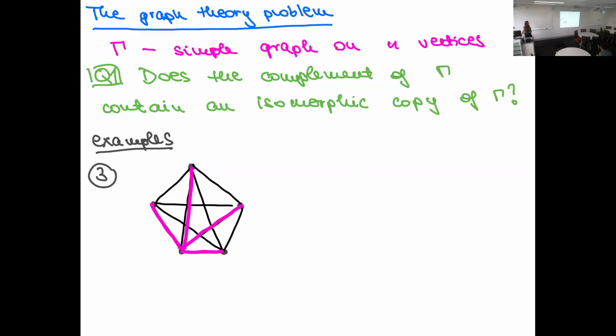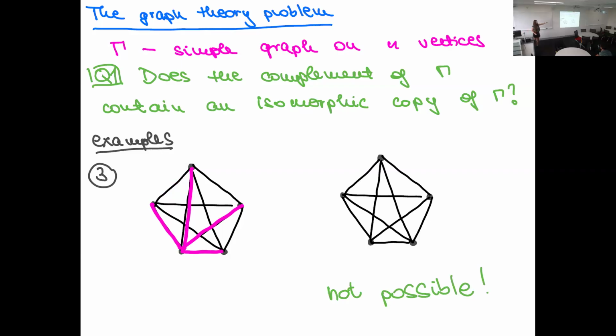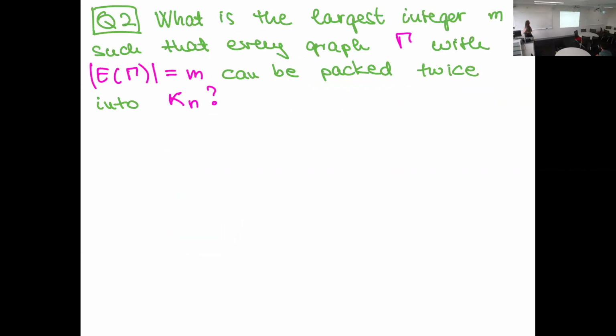No. We can't, because here we have one vertex that is adjacent to 4 things, but in the complement, every vertex is adjacent to only 3 things. So of course we cannot find something like this. So here's the next question, which is, what is the largest integer m such that every graph gamma, which has m vertices or less, can be packed twice into Kn?